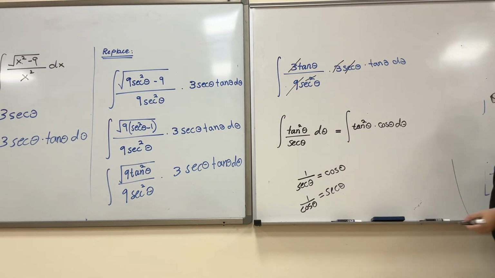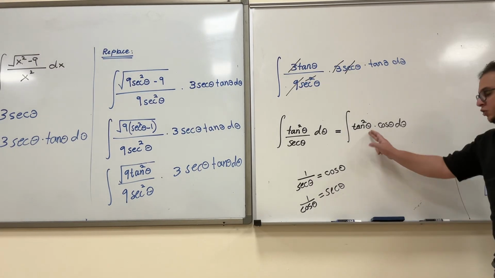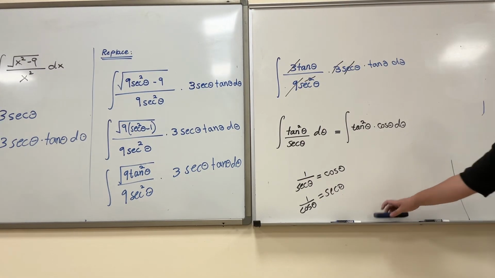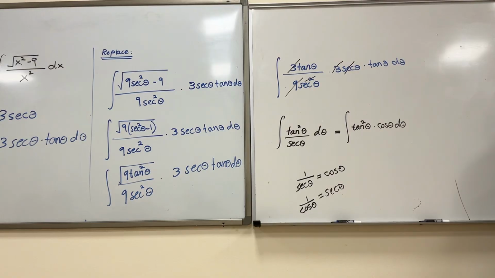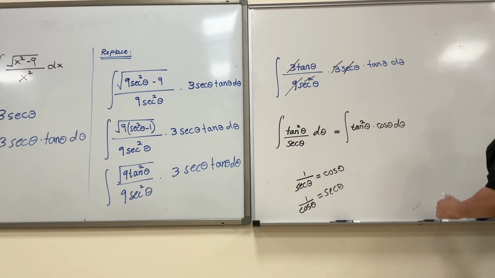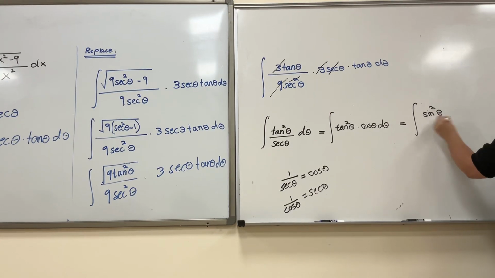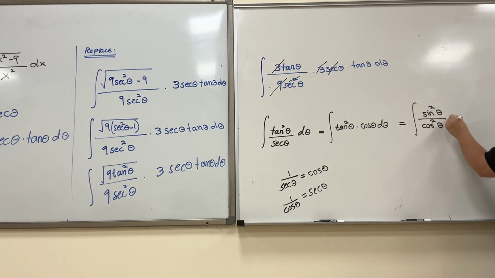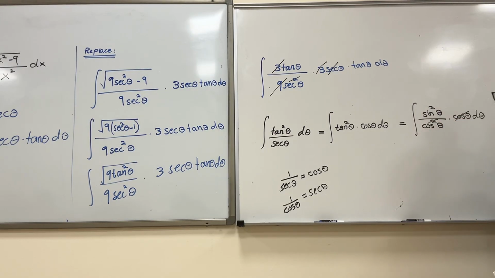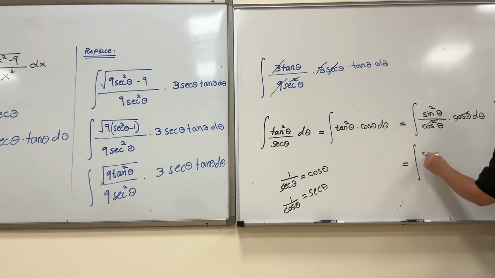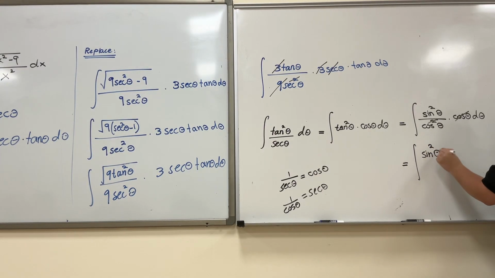Okay, that's still not helping me, because I said it should be either sine times cosine or tan times secant. So I have to simplify the tan. Tan is sine over cosine. So tan squared is sine squared over cosine squared, times cosine. Cancel, cancel. What do you get? Sine squared over cosine.